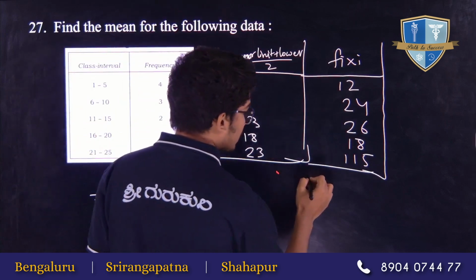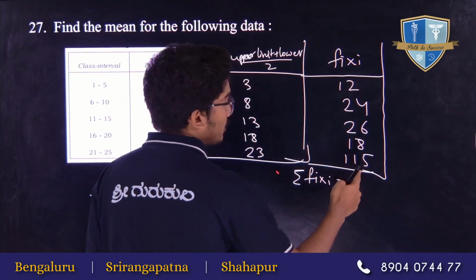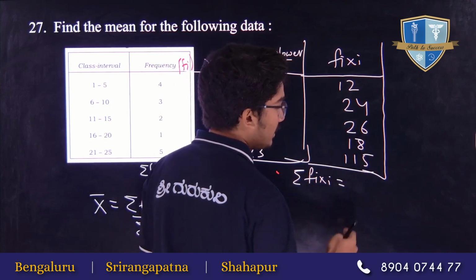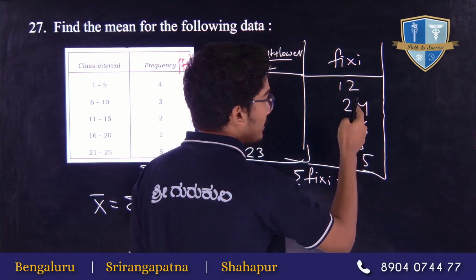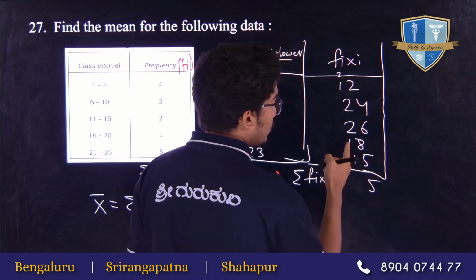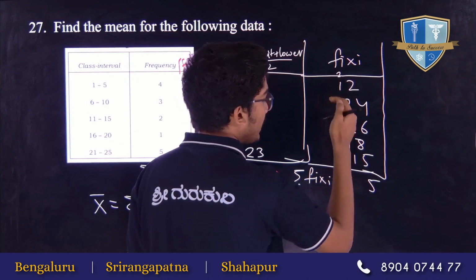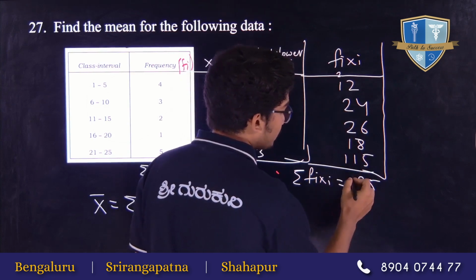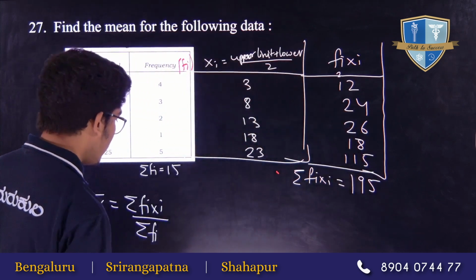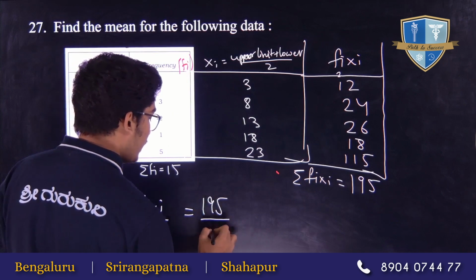Now we are supposed to find the summation of fi xi. So 5 plus 8 is 13, plus 6 is 19, 23, 25. So 2 carried and 5 here. Then 1, 2, 2 plus 2 is 4, 6, 7, 8 and 9 and 1. So it is 195. So this is equal to 195 divided by 15.